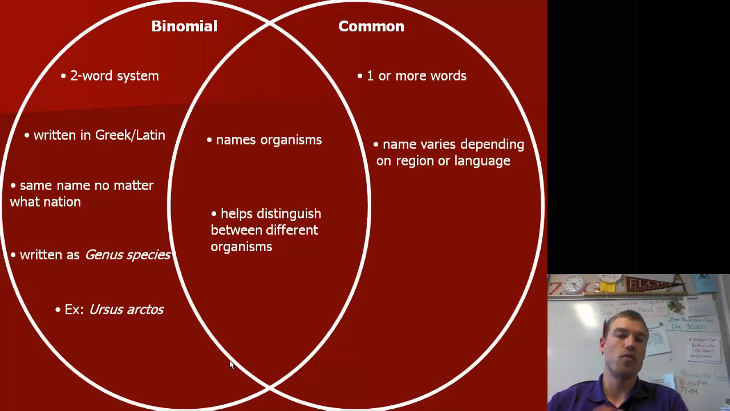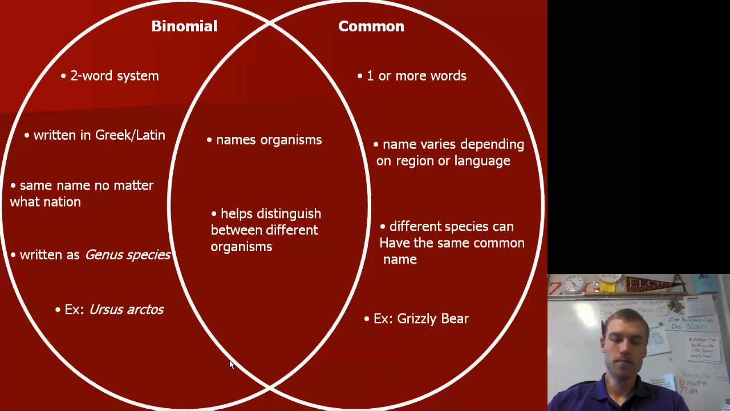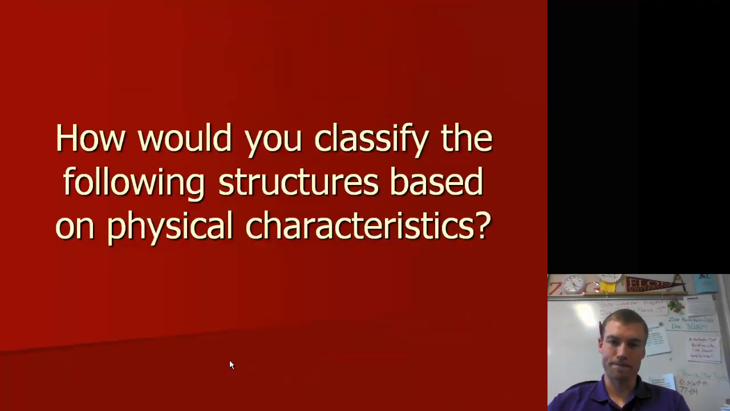Common names have one or more words. The name varies depending on the region or the language. Different species have the same common name. For example, the grizzly bear.